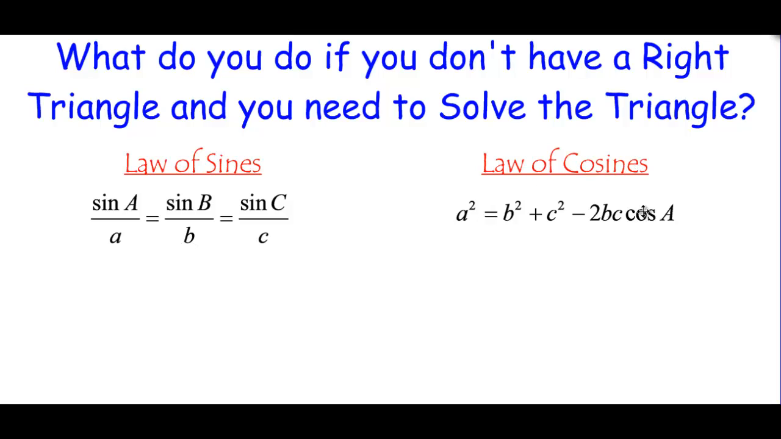Law of cosines looks a little bit more complicated. We have a squared equals b squared plus c squared minus 2bc cosine of A. A lot of kids think they're not going to be able to remember this, but we do one example and you pretty much have it.